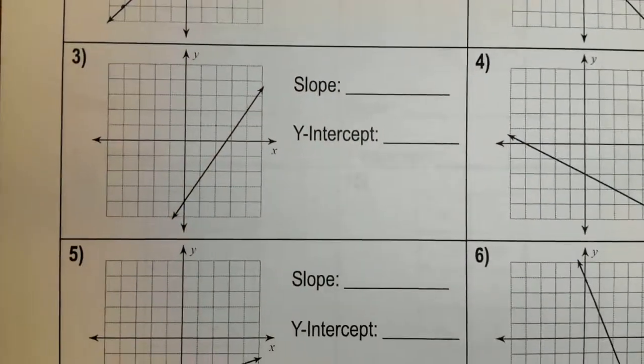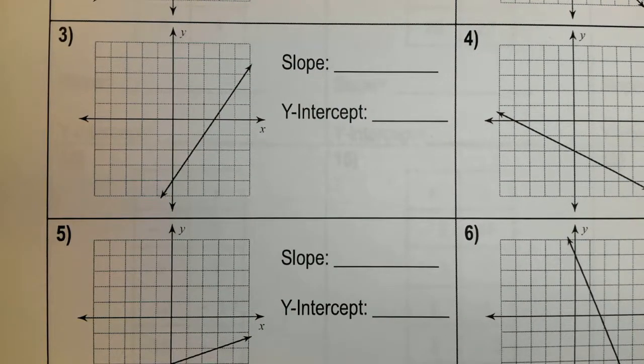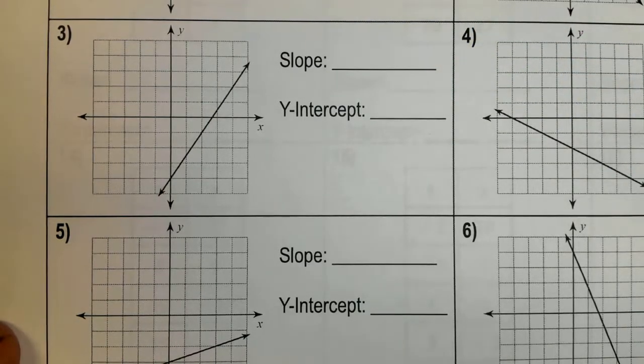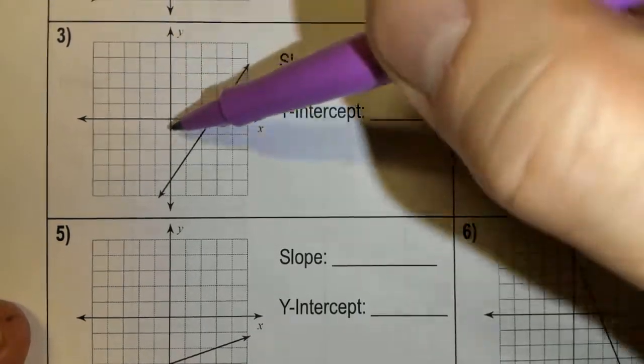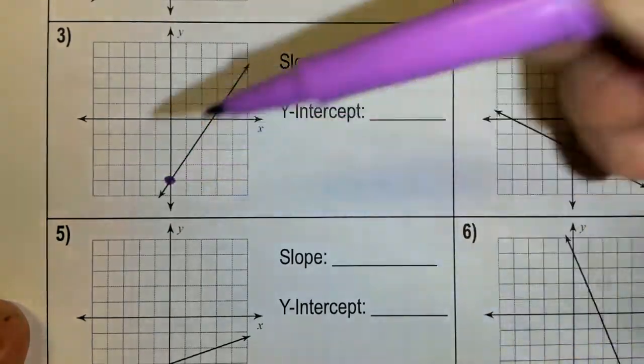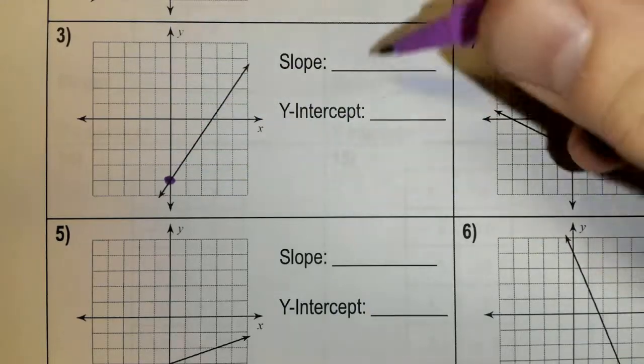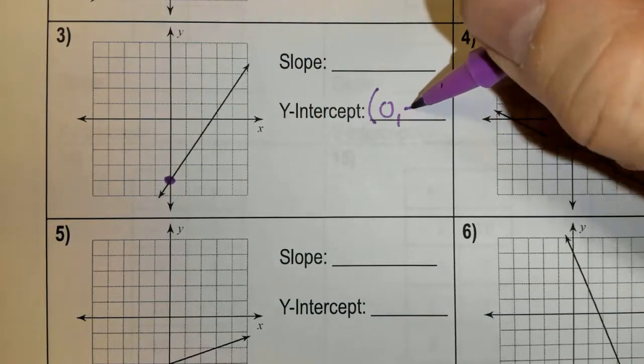Now if that one didn't help you out, let's do one that's not through the middle, number 3. Maybe this will be easier to understand. I want slope and y-intercept. I do y-intercept first. On the y-axis, I cross all the way down here. That point is 1, 2, 3, negative 4. So I have 0, negative 4.